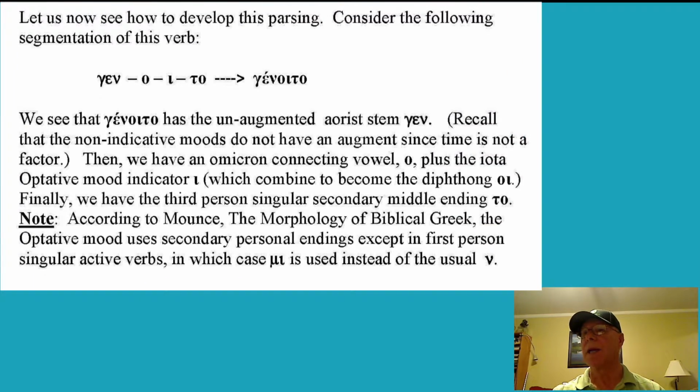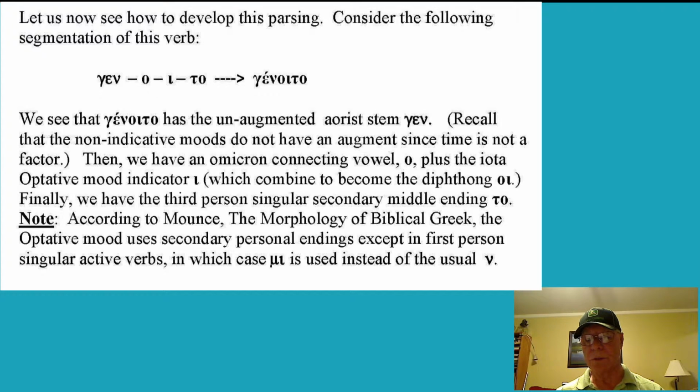Let's now see how to develop the parsing of this verb. We see that genoito has the unaugmented aorist stem gen. Recall that the non-indicative moods do not have an augment since time is not a factor. Then we have an omicron connecting vowel plus the optative mood indicator iota, which combines with the omicron to become the diphthong omicron iota, pronounced ē in modern Greek. Finally, we have the third person singular secondary middle ending to.